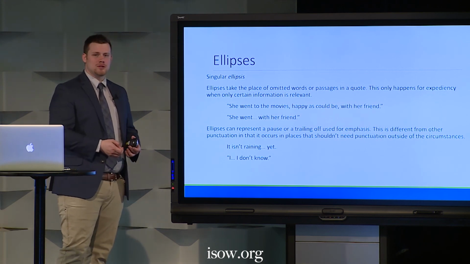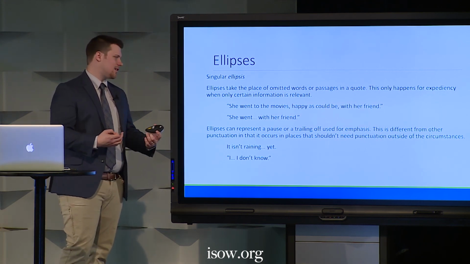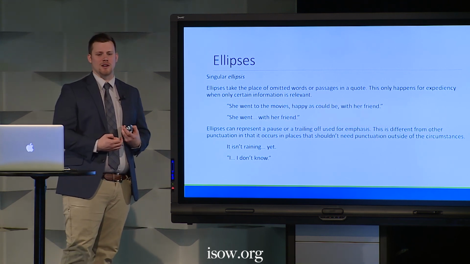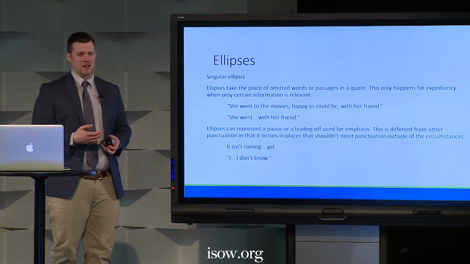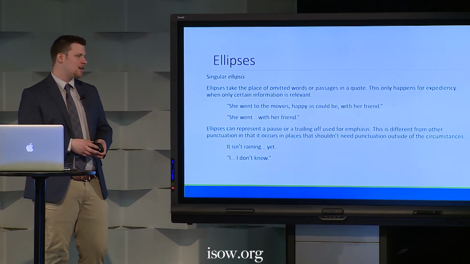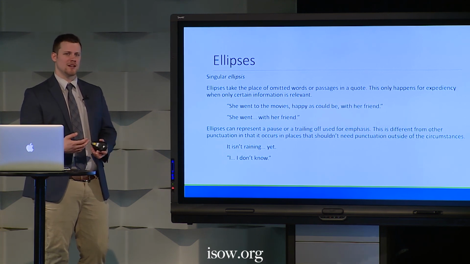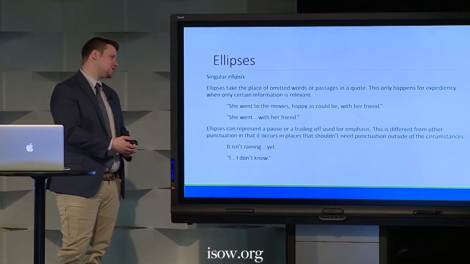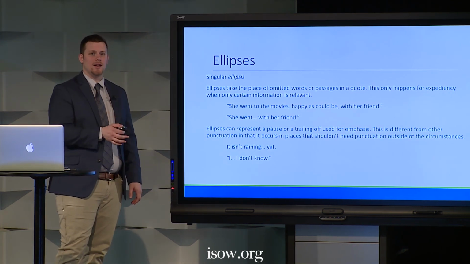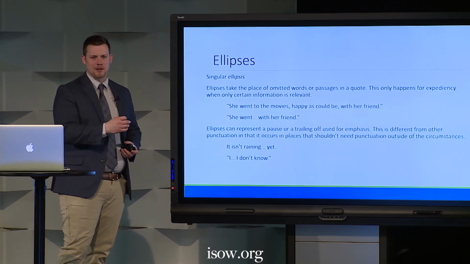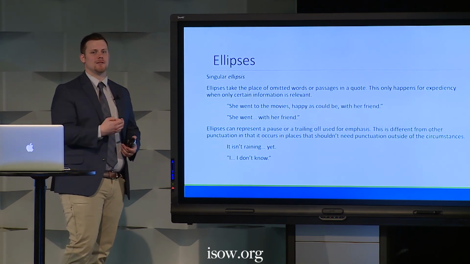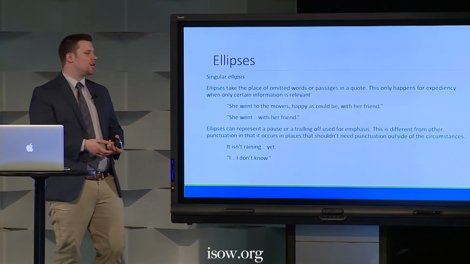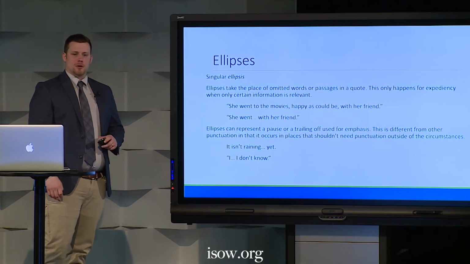They can also be used to represent, and this is more in creative works, a pause or a trailing off. This is different from other punctuation in that it occurs in places that it shouldn't. It can kind of occur anywhere when used like this. This is whenever somebody's stuttering in a sentence, or pausing, or whenever you want to emphasize that pause. So: it isn't raining... yet. There's that little drop where 'yet' is kind of a surprise. Or when somebody's stuttering, you can say, I... I don't know. This is where ellipses are used. So this is it for punctuation.